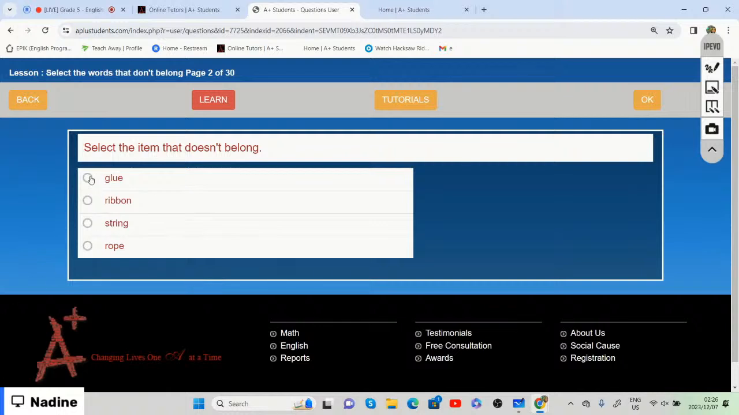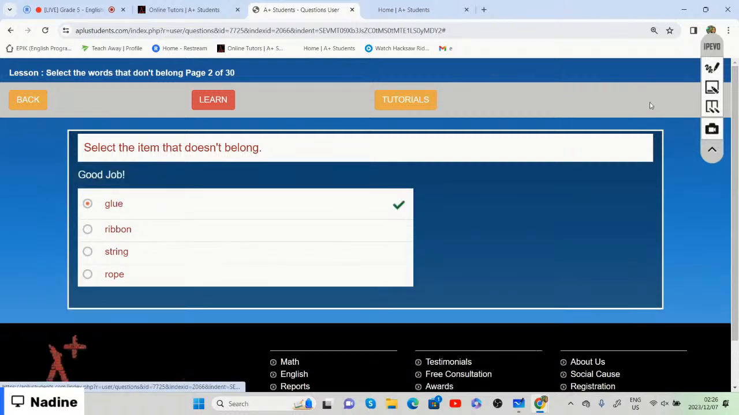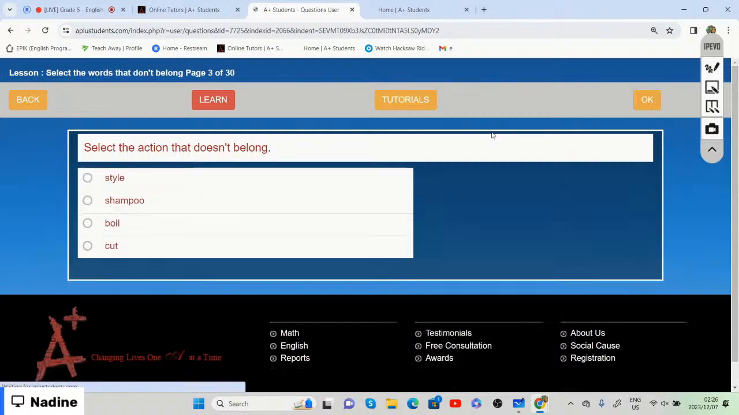And we will select glue, right? Because ribbon, string, and rope, those are all related to one another. But glue is not related at all. All right, so well done, guys.